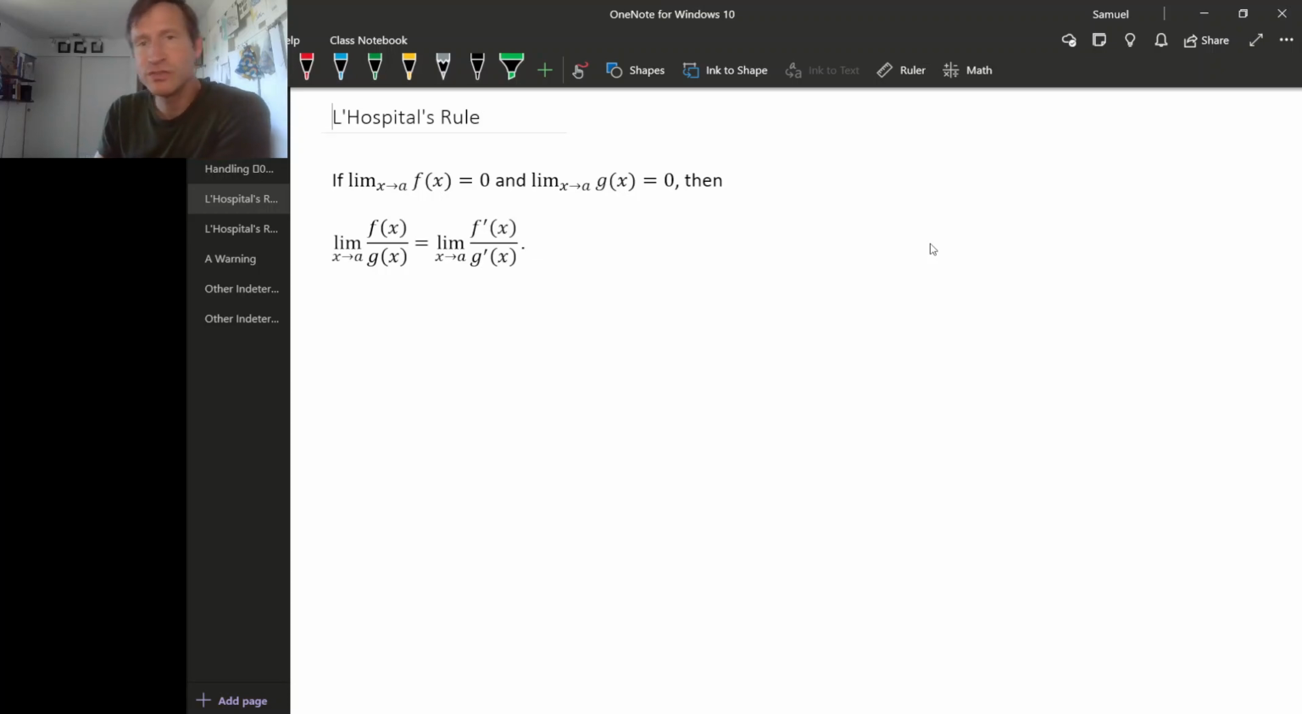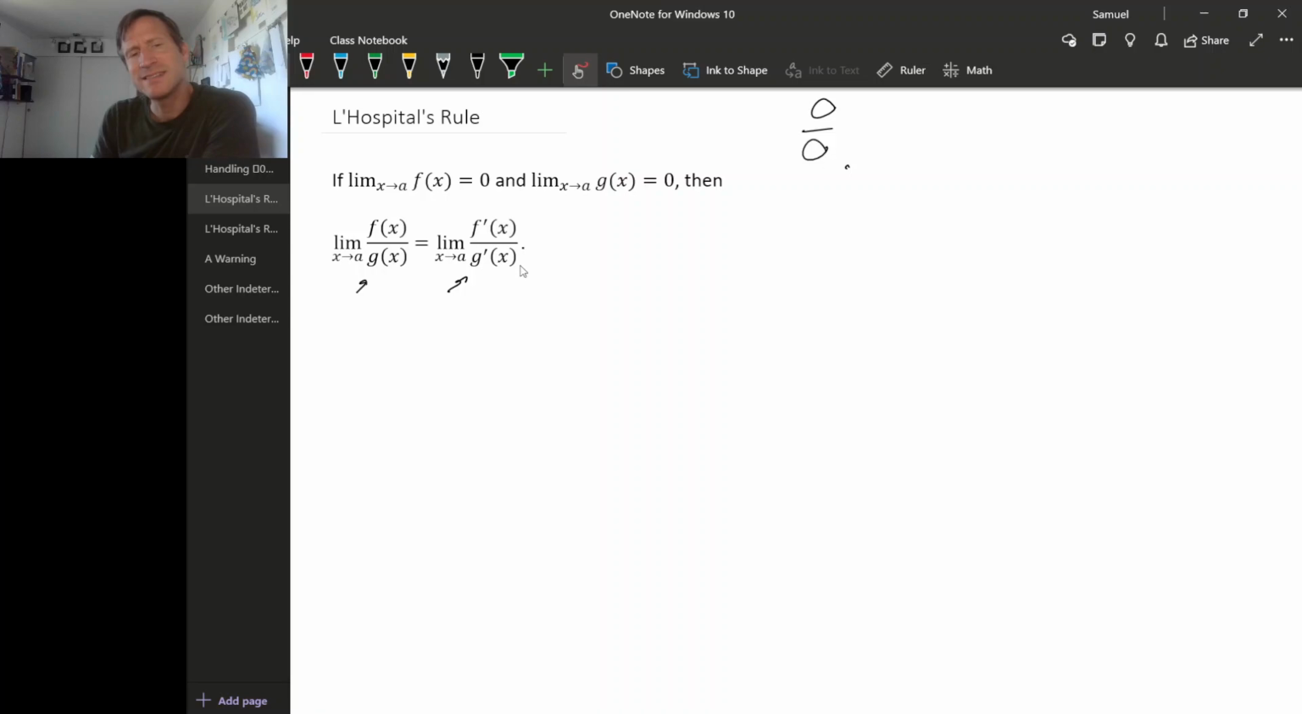We've seen that we can use L'Hopital's rule to evaluate limits that produce the indeterminate form 0 over 0. So if you have a limit where the numerator goes to 0 and the denominator is also going to 0, then we can replace the numerator with its derivative and the denominator with its derivative and take the limit of that instead. And that's L'Hopital's rule.